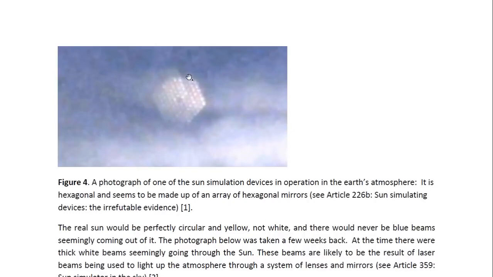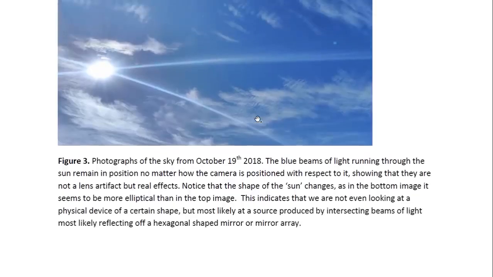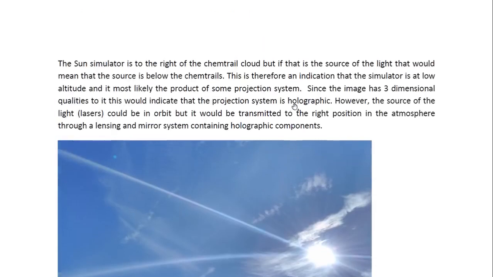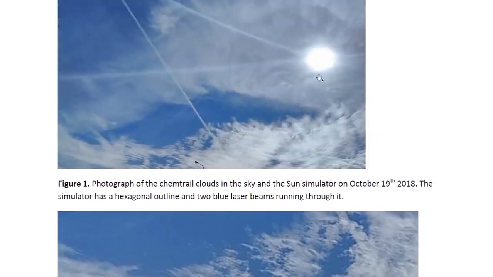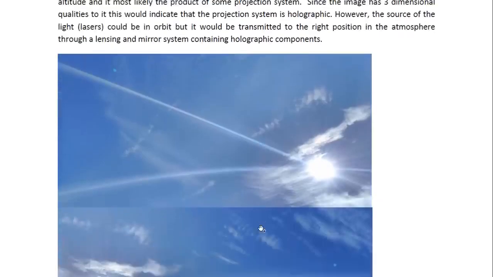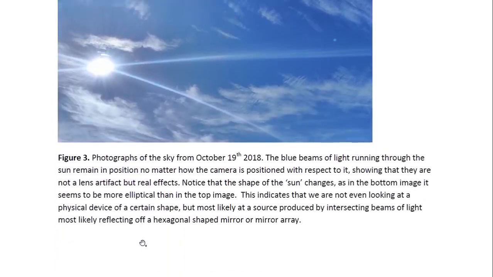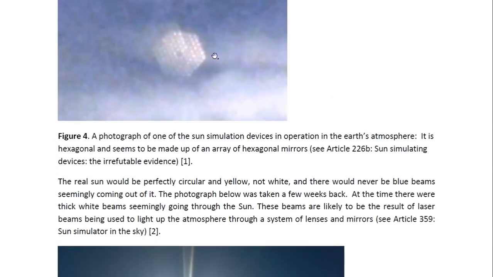and most likely hexagonal because we had that shape in the beginning, which was definitely hexagonal. And here, it still seems hexagonal. There's a point there, some straight lines. It's definitely not the real sun. But here's a device that at the time that the photograph was taken was obviously not in operation, but you can see that it's hexagonal and that it seems to be made up of an array of hexagonal mirrors.